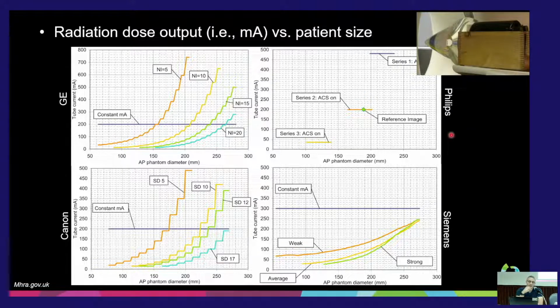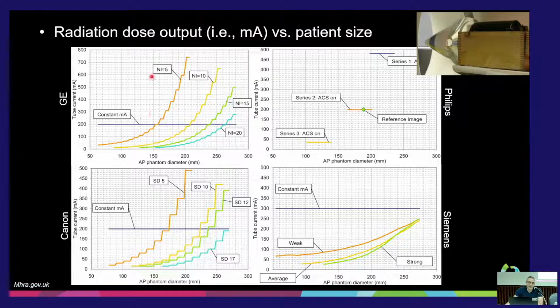The other thing you need to think about is how each vendor uses those metrics: noise index, standard deviation, quality reference mass, and I can't remember what Philips calls it, but whatever Philips calls it. You can see that they actually operate largely differently. GE and Canon are pretty similar.